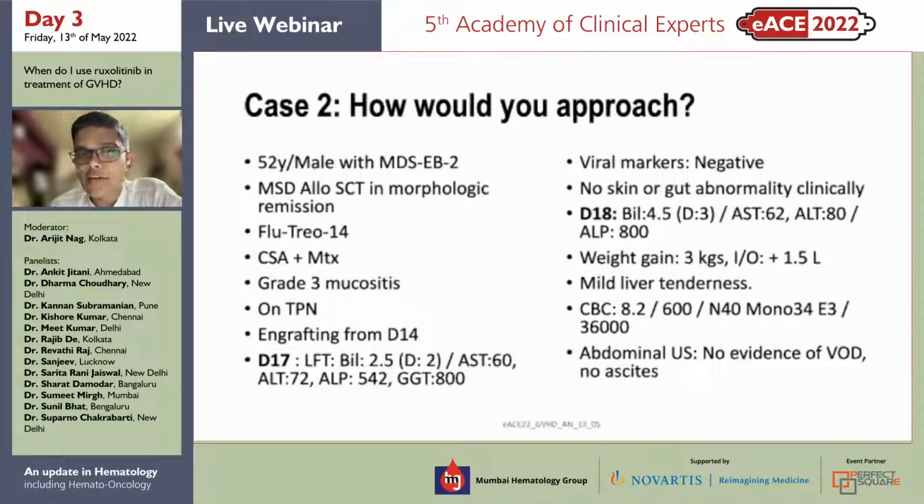There is a mild weight gain of around 3 kgs. You've tried to keep it flush as much as possible, but still the balance is around 1.5 liters. There is mild liver tenderness, not gross. The CBC shows that the patient is engrafting: counts are around 600, platelets are 36,000, monocytes are 34% and coming up. The abdominal ultrasound shows no macroscopic evidence of VOD, no reversal of flow, and no ascites.